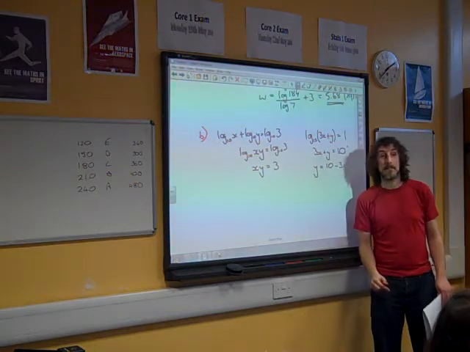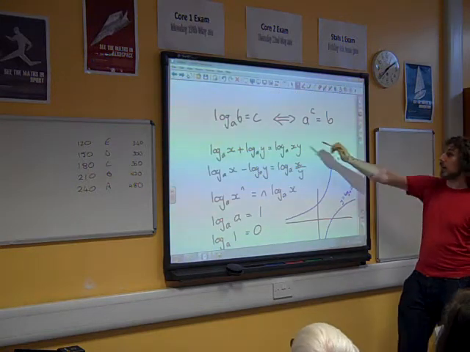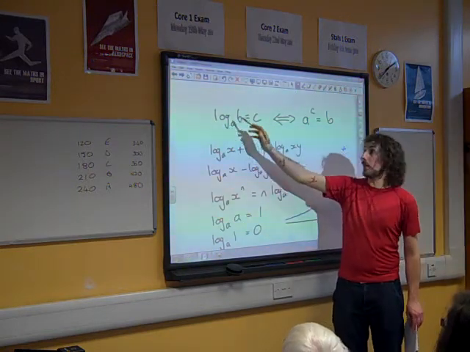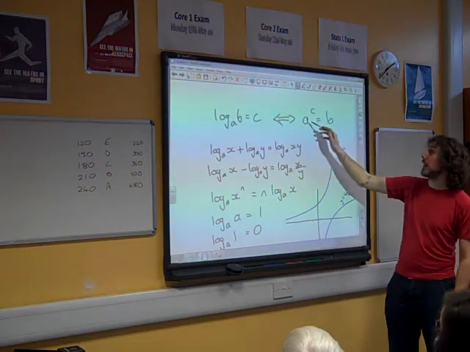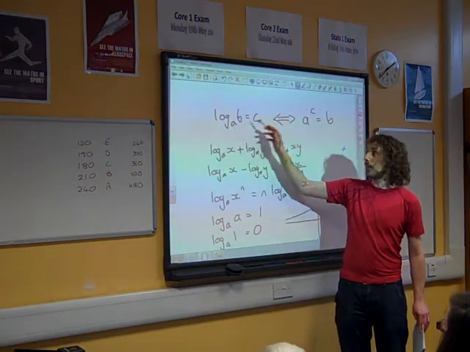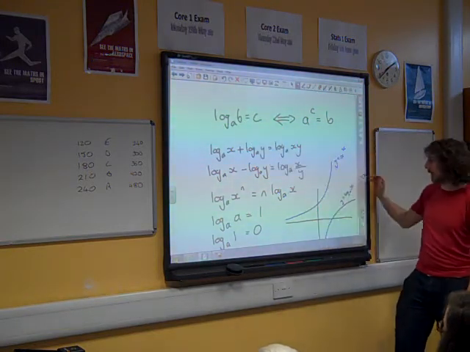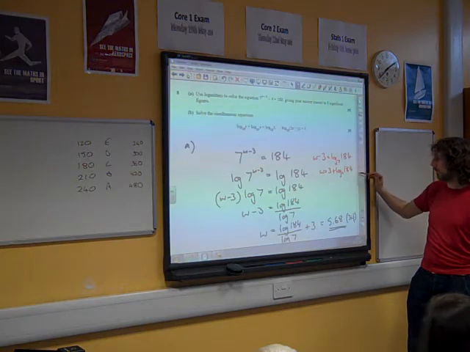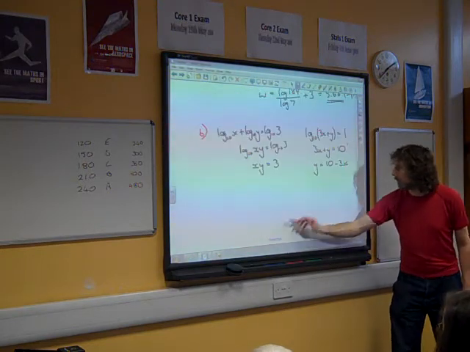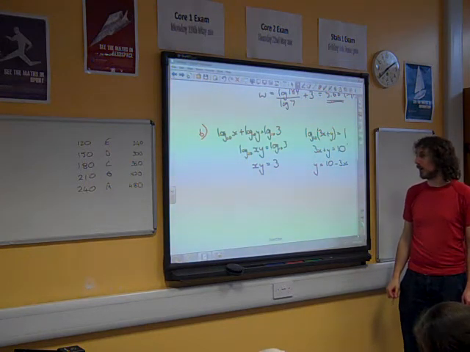How did you get 3x plus y equals 10? If you remember this bit that we had here, it says log base a of b is c, which tells us a to the c is b. So that was 10 to the power of 1 was equal to the other bit. That works, doesn't it? 10 to the power of 1 is 3x plus y, so it's only doing that bit.